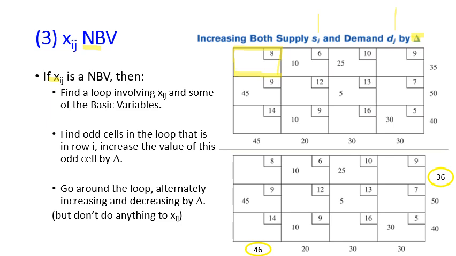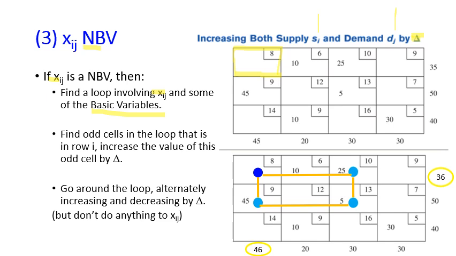The first thing that we need to do is find a loop involving Xij and some of the basic variables. So X11, and then we create a loop involving basic variables only. Let's say we go there, and then we go down, and then we go to the left, because that's how we create a loop. So now we have a loop involving Xij itself, and the others are basic variables.